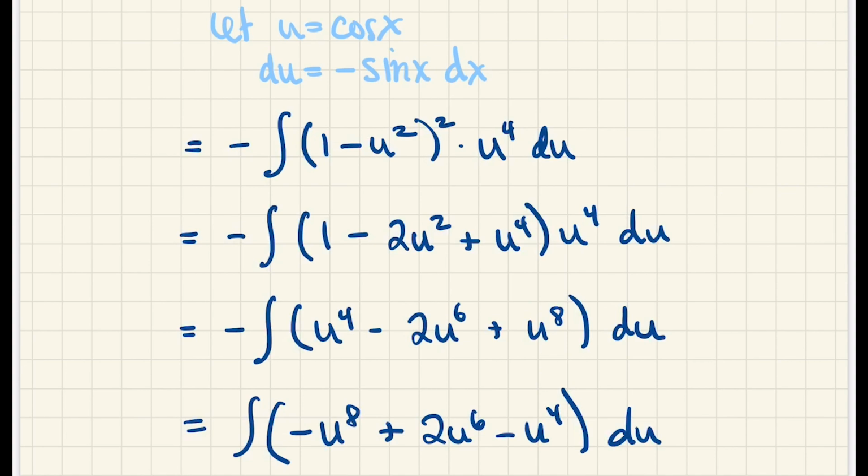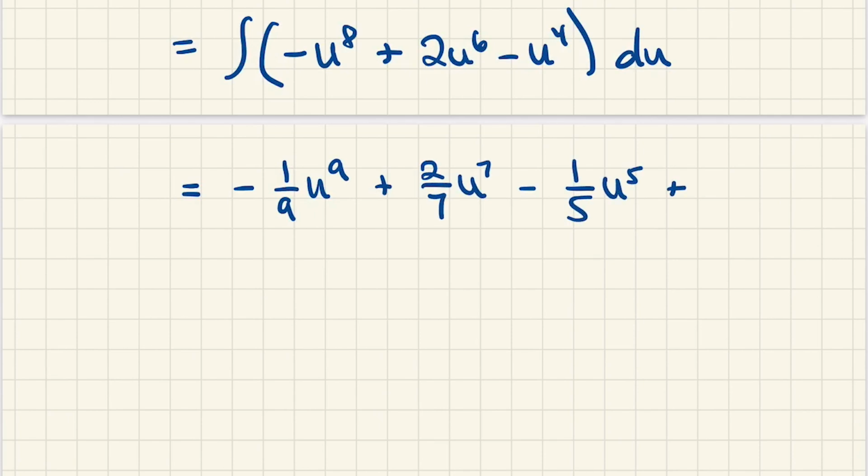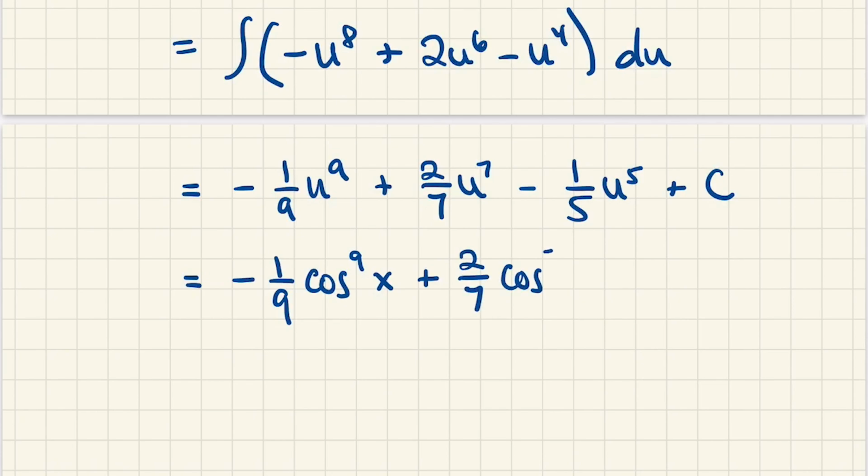Okay, lovely. Now we can integrate this thing. So this is going to be negative 1/9 u to the 9 plus 2/7 u to the 7 minus 1/5 u to the 5 plus our constant. And we're just about done. We just need to remember that u is equal to cosine. So this is negative 1/9 cosine to the 9th power x plus 2/7 cosine to the 7th power x minus 1/5 cosine to the 5th power of x plus our constant. Final answer.